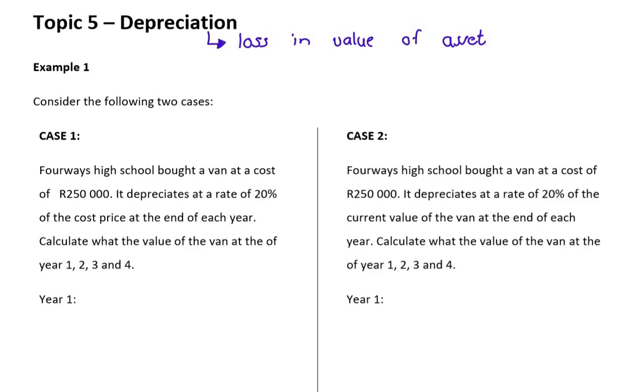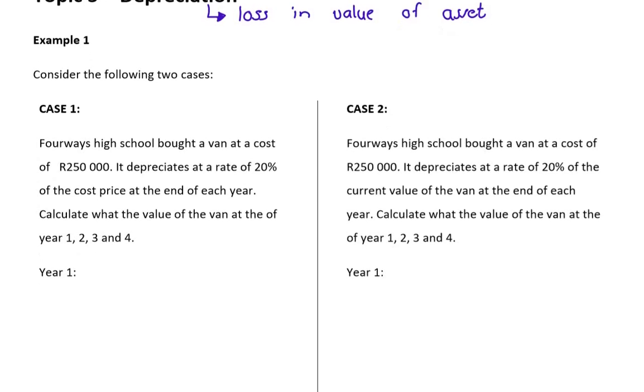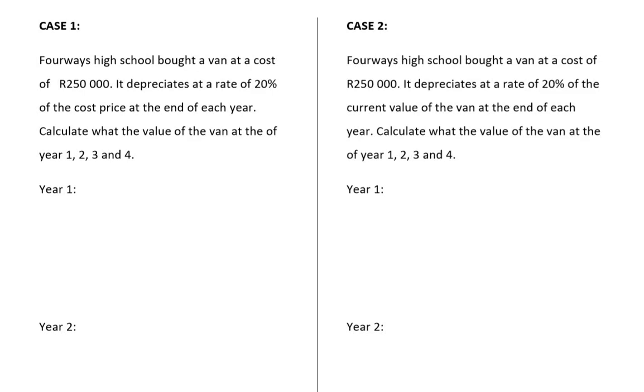Now, just like there's two types of interest, there's two types of depreciation. So let's consider the following two cases. Example 1. Fourways High School bought a van at a cost of 250,000 Rand. It depreciates at a rate of 20% per year on the cost price at the end of each year. Calculate the value of the van at the end of year 1, 2, 3, and 4.